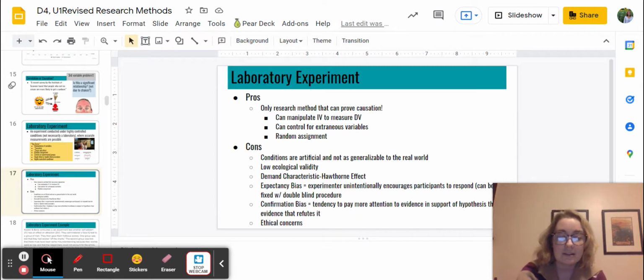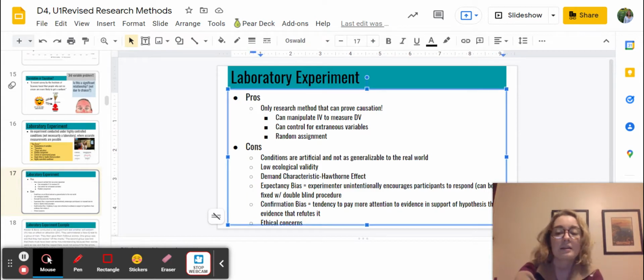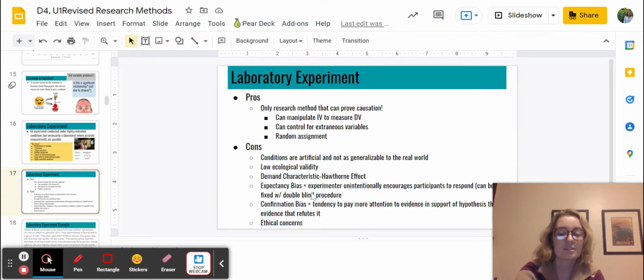Expectancy bias is when the experimenter unintentionally encourages participants to respond a certain way. And again, this is another thing that could come up that could alter your results. Confirmation bias, in which the researcher that's interpreting the results might pay more attention to things that support their hypothesis and not pay attention to things that go against it, and that could alter results.